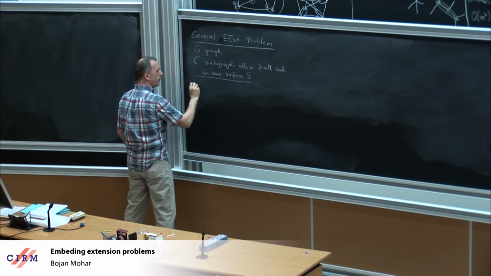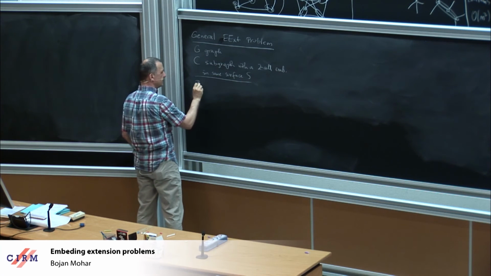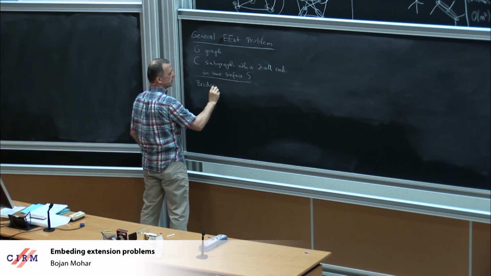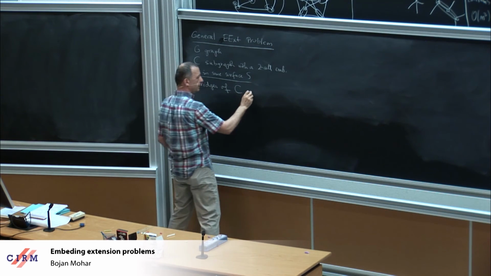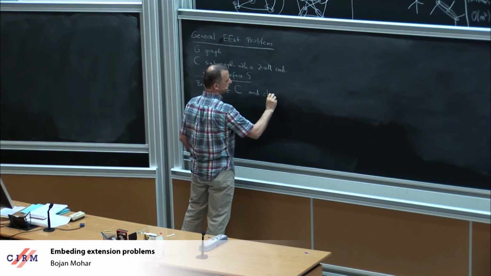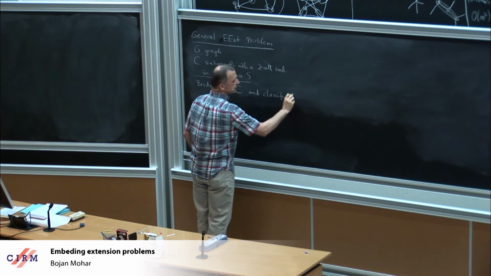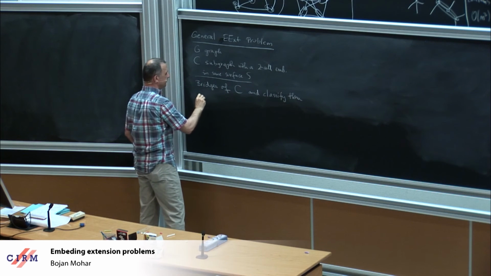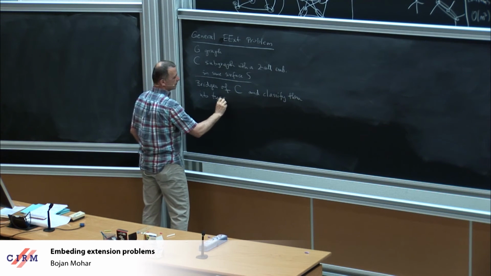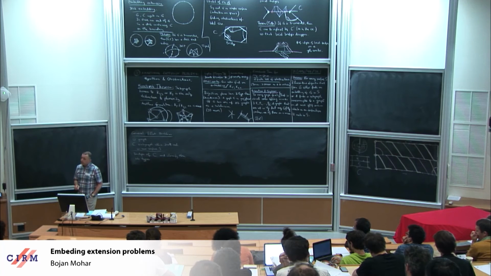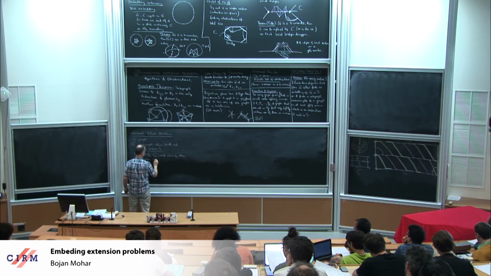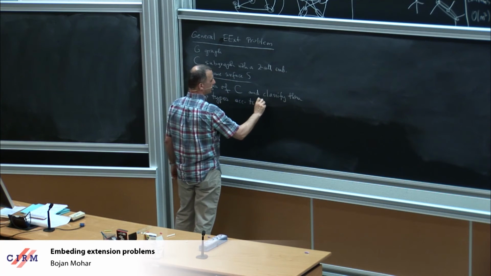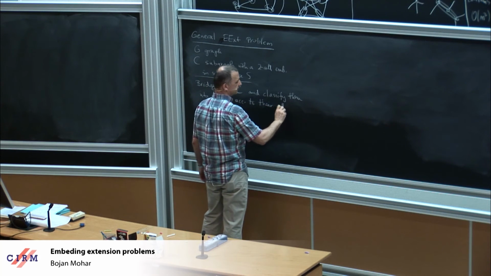So we look at all bridges of this subgraph C and classify them into types, basically saying to which paths, to which subdivided edges in C they are attached according to their attachments.